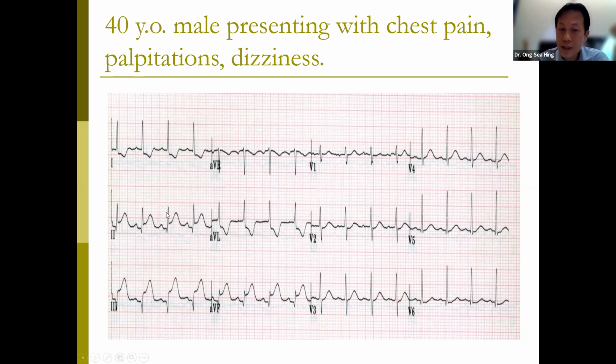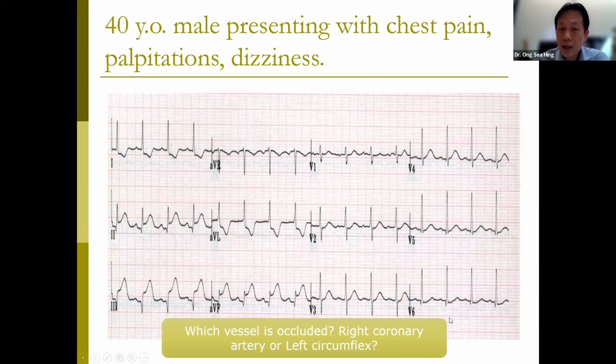But if there is ST elevation, the patient has pain and there's reciprocal change, then you should rush the patient to the cath lab or give the patient fibrinolytic therapy to unblock the artery. Okay. Now the question is, which vessel is occluded? Is it the right coronary artery or the left circumflex artery that is occluded? Can you tell from the ECG?